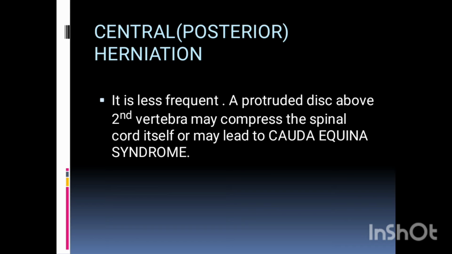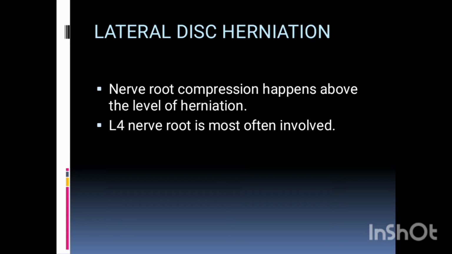Central or posterior herniation. It is less frequent. A protruded disc above second vertebra may compress the spinal cord itself or may lead to cauda equina syndrome. Now, lateral disc herniation. Nerve root compression happens above the level of herniation. L4 nerve root is more often involved.